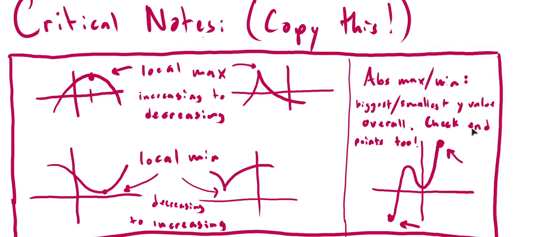An absolute max or min is either going to be a local max or min, or it could possibly be the endpoint. If it has no endpoints, then either it's a local max or min, or maybe it goes off to infinity and then it has no max, or goes down to negative infinity and then it has no min, right? So those are things to consider when you are addressing questions about maxes and mins.